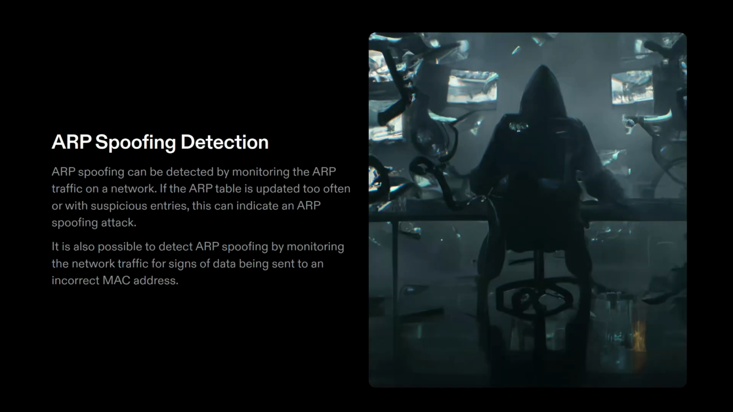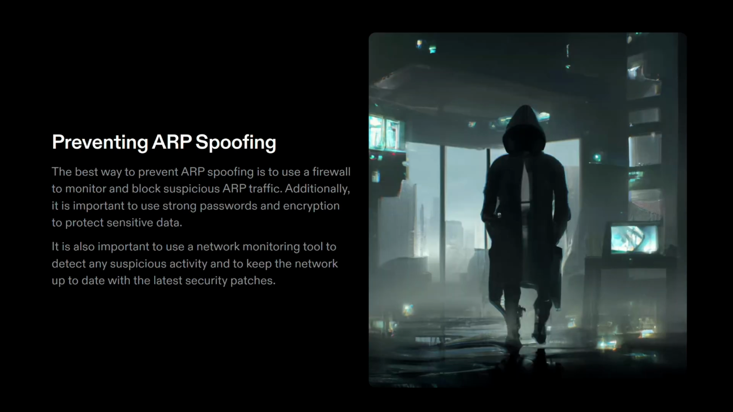ARP spoofing detection. ARP spoofing can be detected by monitoring the ARP traffic on a network. If the ARP table is updated too often or with suspicious entries, this can indicate an ARP spoofing attack. It is also possible to detect ARP spoofing by monitoring the network traffic for signs of data being sent to an incorrect MAC address.